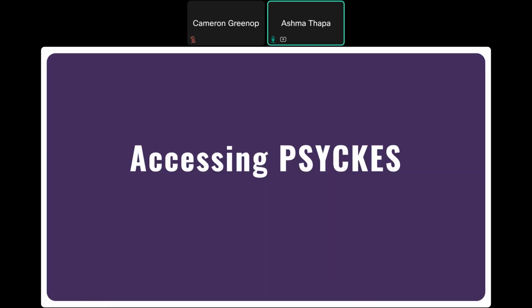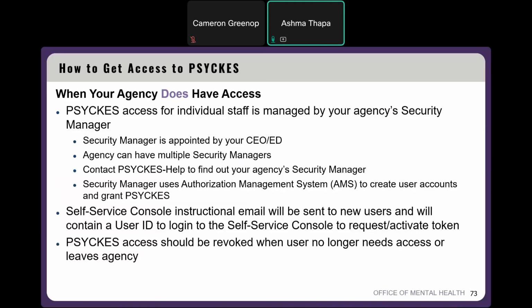So now that we have discussed what PSYCKES is, how do you go about accessing PSYCKES itself? So if your agency does have access to PSYCKES, access is managed by your agency's security manager. So if you'd like information on who your security manager is at your agency, you can reach out to our PSYCKES help desk. So the security manager would go into the authorization management system and grant access to PSYCKES for the staff members. And if a staff member no longer requires PSYCKES access, PSYCKES access should be revoked, and that is also done by the security manager at your agency.